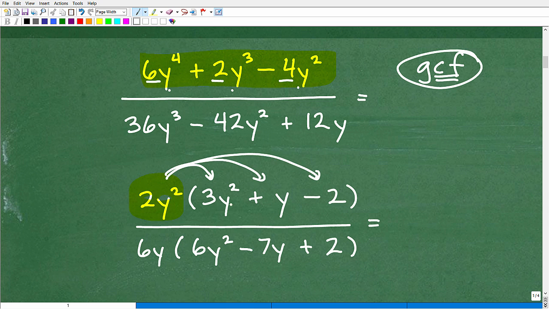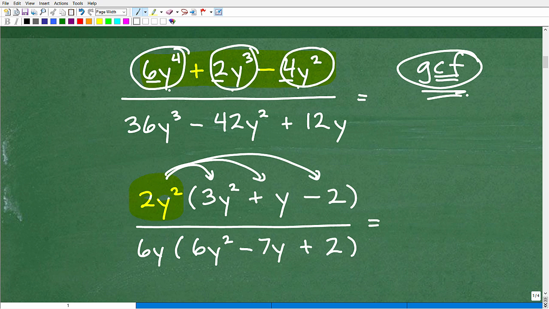2y squared times 3y squared is going to be 6y to the fourth. 2y squared times y is going to be 2y cubed. And then 2y squared times negative 2 will be a negative 4y squared. So go back and review how to factor out the GCF if you don't quite understand that. Again, factoring is the key to doing this problem. Okay, so we factored out the GCF here.